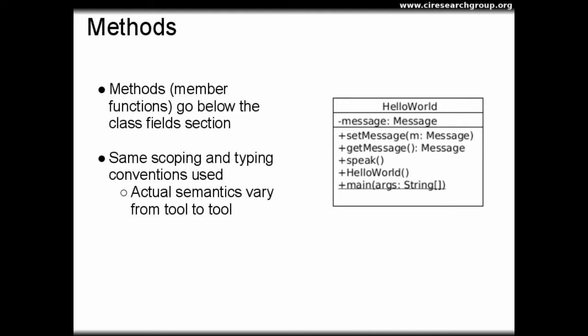We have setter and getter methods for the underlying message, setMessage and getMessage, respectively. The class also has a mechanism to display the messages using the speak method. 2 of the methods are special. The first of these is the Hello World method, which represents the class constructor. The second is the underlined main method, which is a static method that implements a main driver program for the object-oriented system.